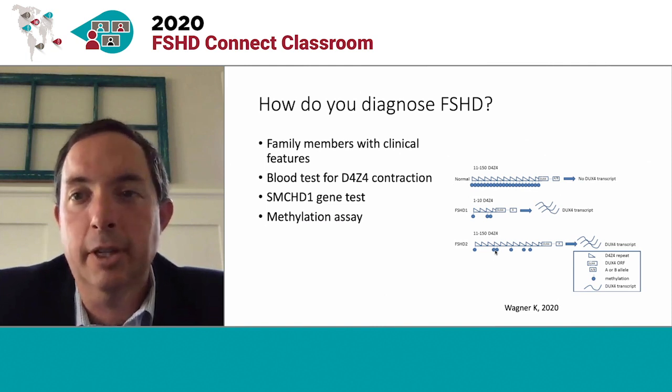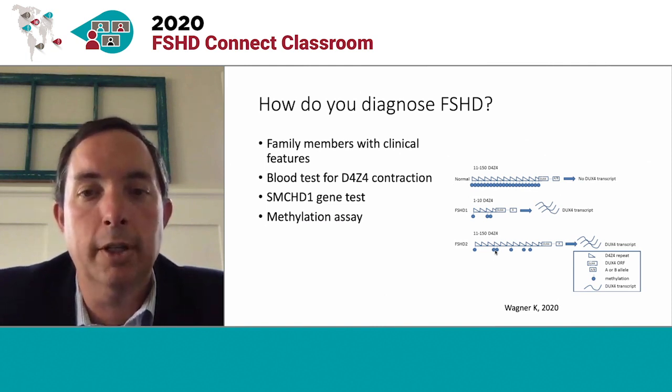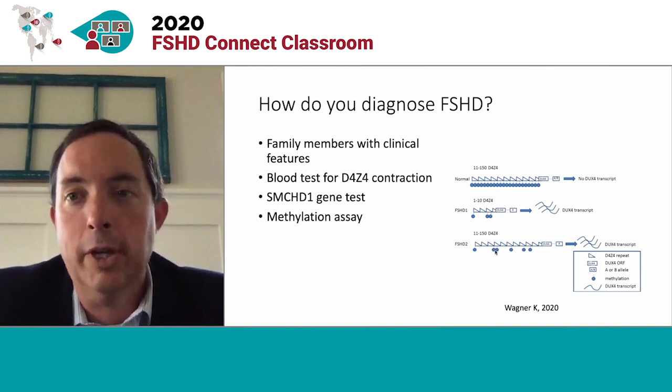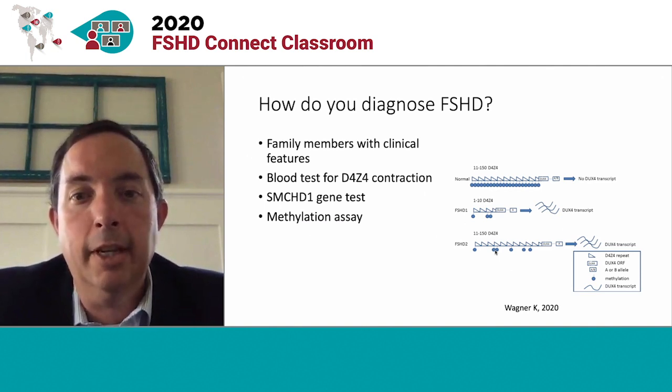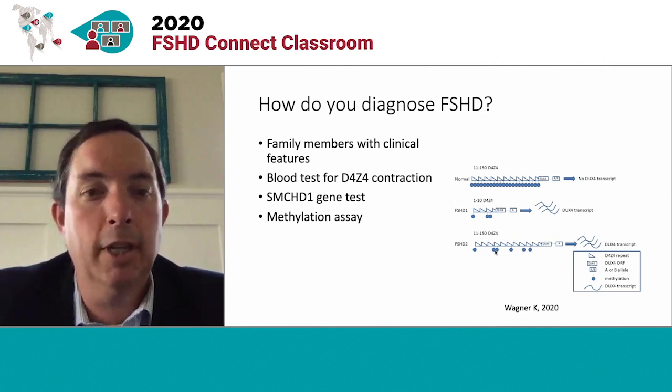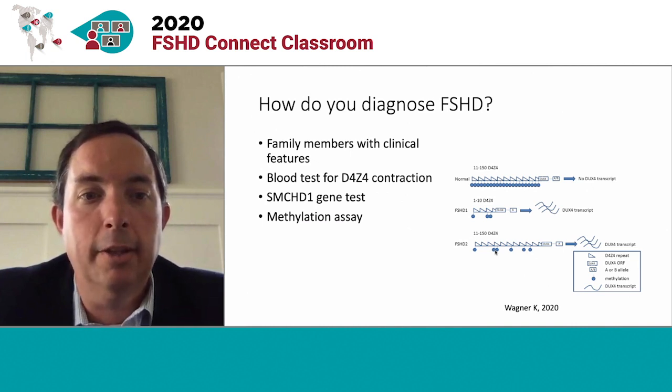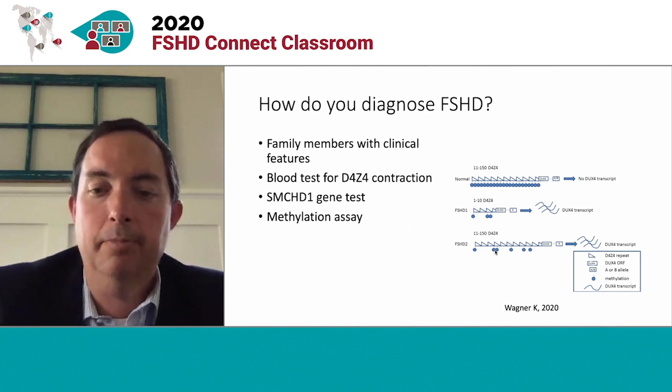Any approach is actually perfectly acceptable as long as your physician is aware that if they do the blood test for the D4Z4 contraction, and that's negative, it still may be FSHD. It could be FSHD2, it could even be related to one of the less common mutations in a methylation gene, and the definitive test is that methylation assay, if it's appropriate.